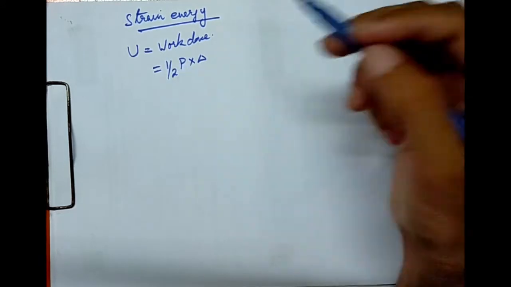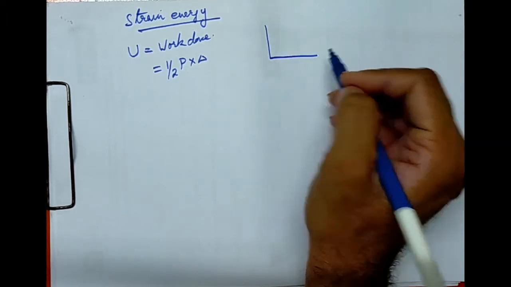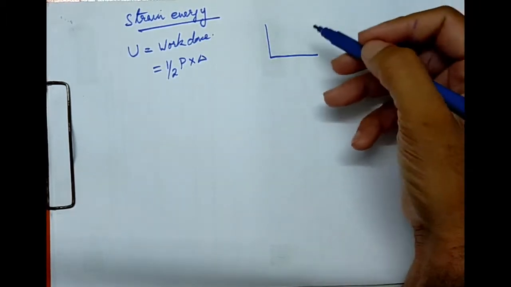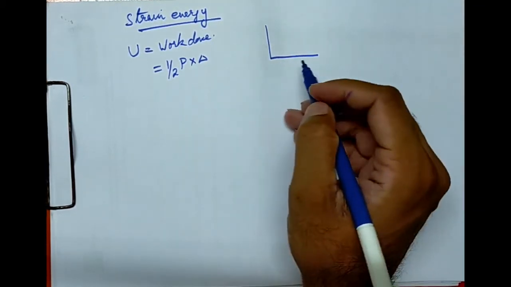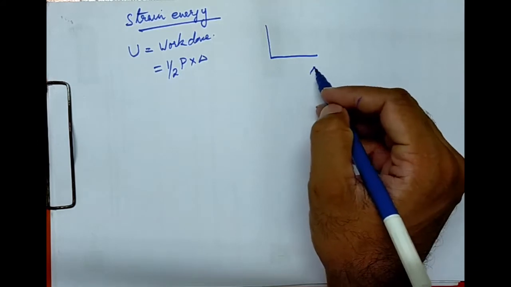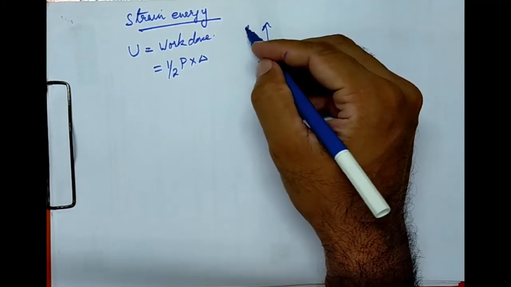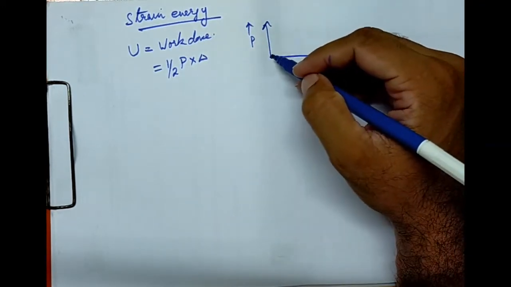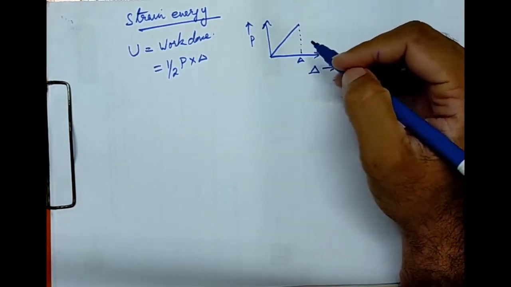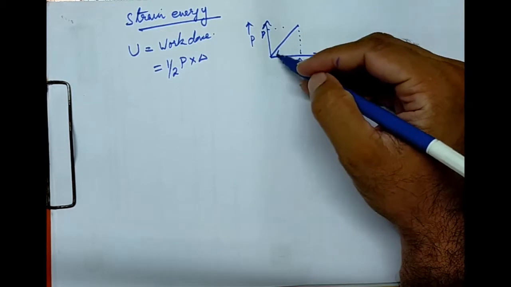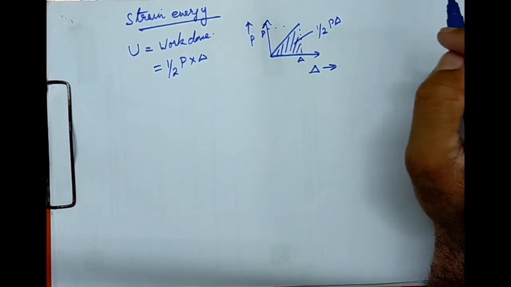Where did this half come from? You might have been introduced to it by showing a graph like this. On one axis you have the deflection values delta, and on the other the load or force values P, and you get a graph like this. If this is delta and this value is P, this area is called the strain energy, which is half P delta. That's what you might be remembering.